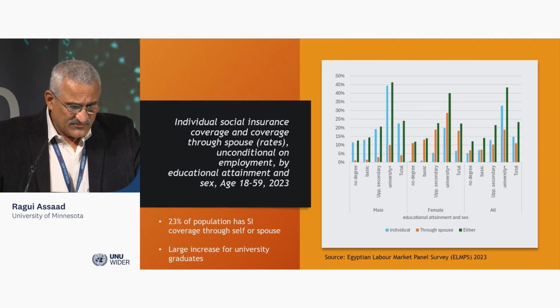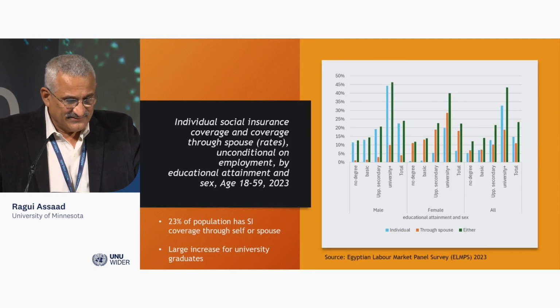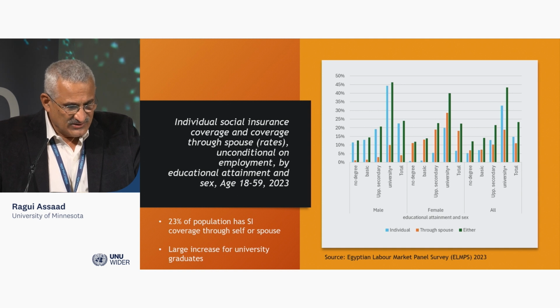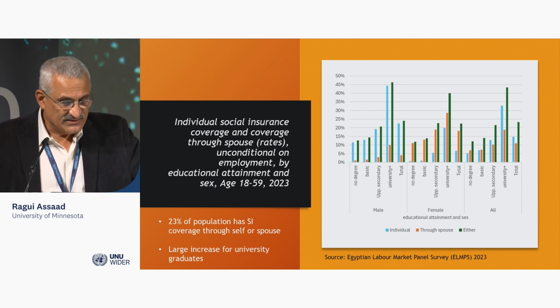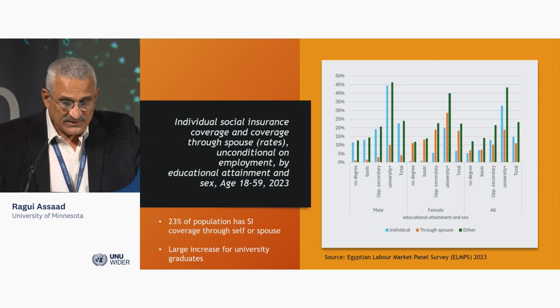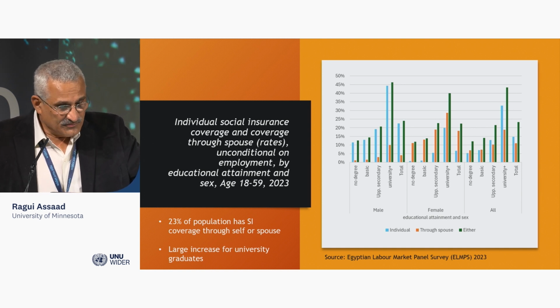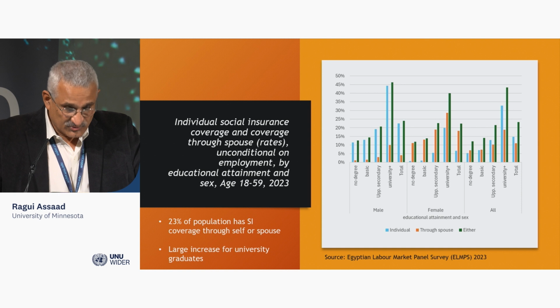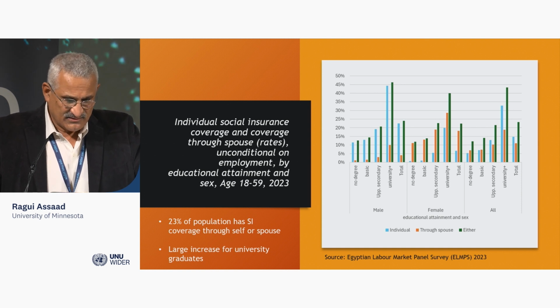Now, if we look at coverage by education level, you can see that here I have coverage individually or through the spouse. You can see that there is low coverage at low levels of education, and it jumps quite considerably at the university level, which is where these are the workers that are more likely to have formal jobs. But overall, for the population, coverage is less than 25%, and women are obtaining their coverage primarily through their spouses rather than themselves.